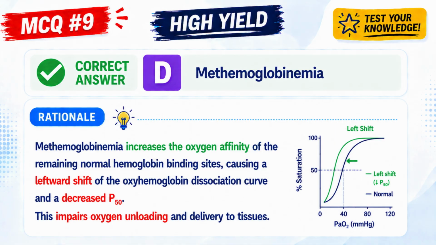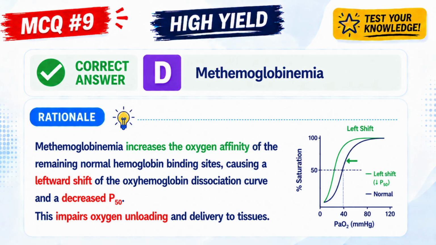In the ferric state, that site cannot bind oxygen at all. But here's the critical mechanism. The methemoglobin subunits alter the configuration of the entire hemoglobin tetramer. The remaining normal subunits develop increased oxygen affinity. Left shift, decreased P50. Double impairment of oxygen delivery. Fewer sites available to carry oxygen, and the remaining sites hold on too tightly to release it.